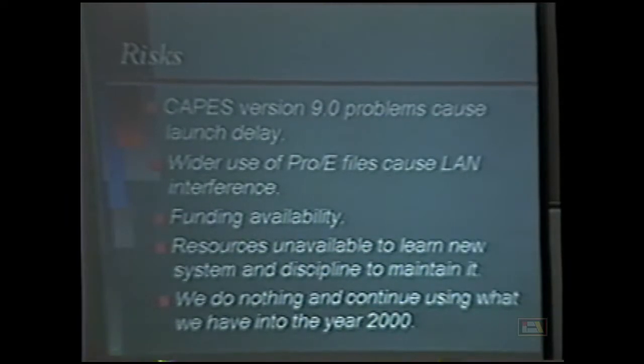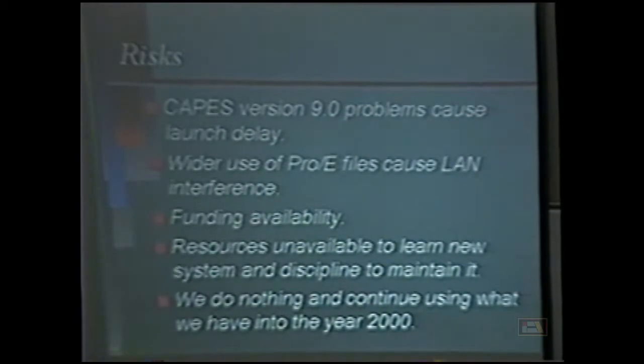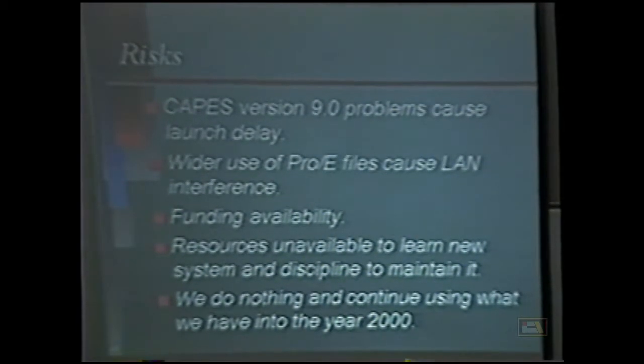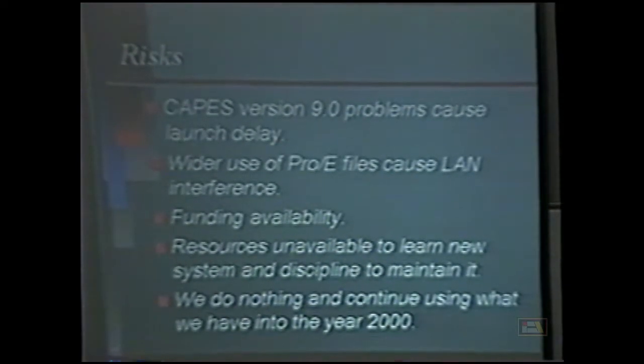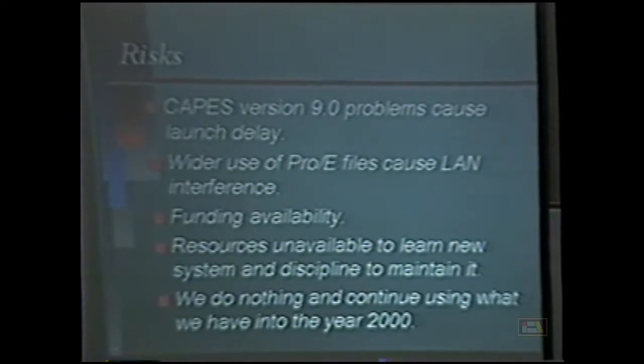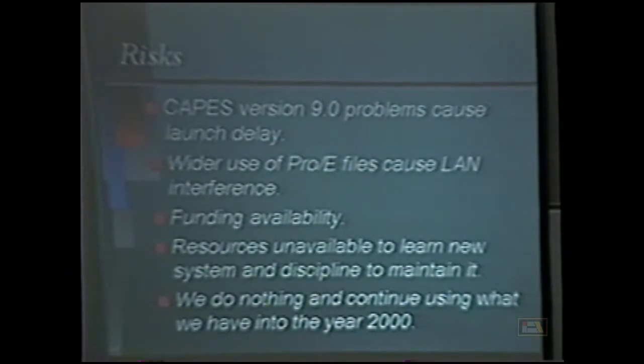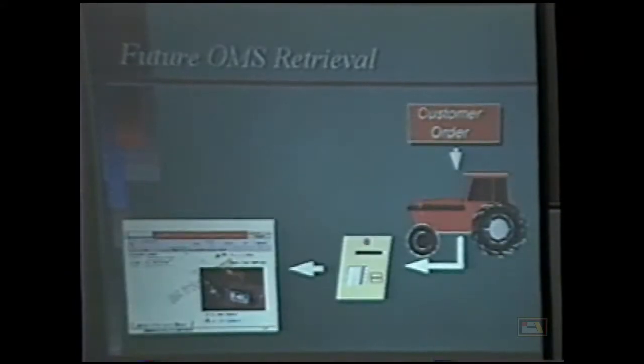Now let's talk a little bit about futures on the OMS retrieval side. I think I explained to you today how we want to tie the customer order to a configuration through the generic code, which will then formulate into a, excuse me, I have a question. Yes? When you were talking finances, what kind of improved efficiency or dollar savings do you project with the system?